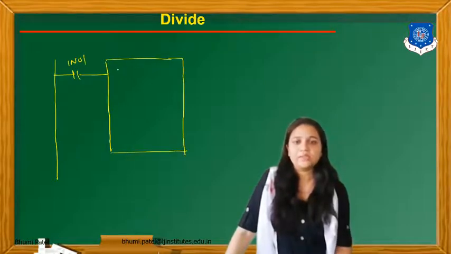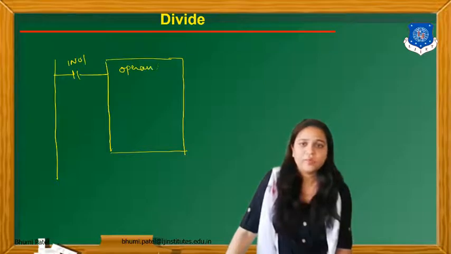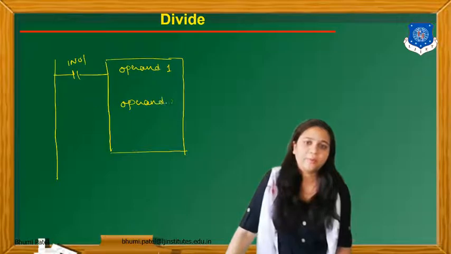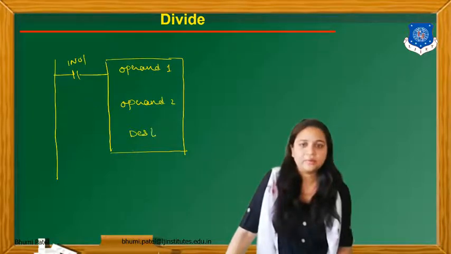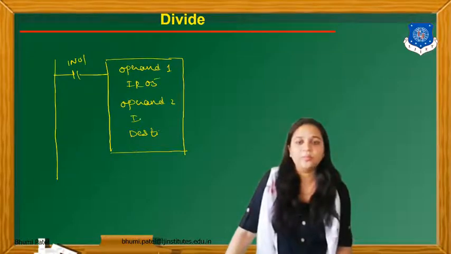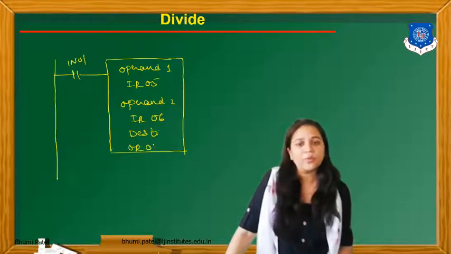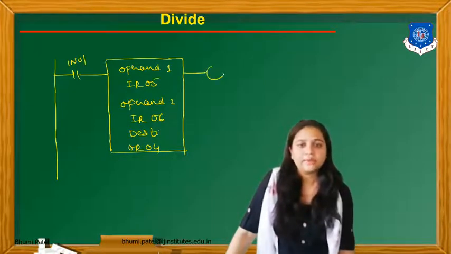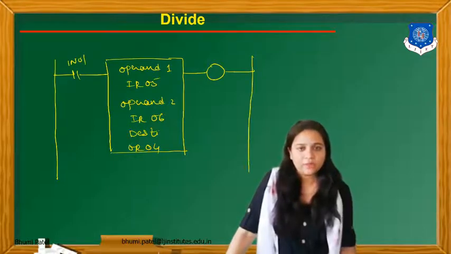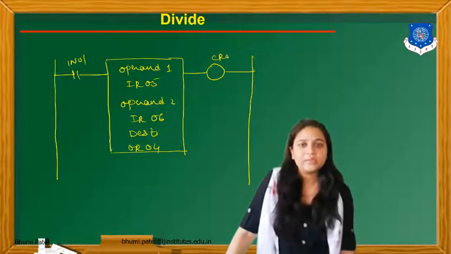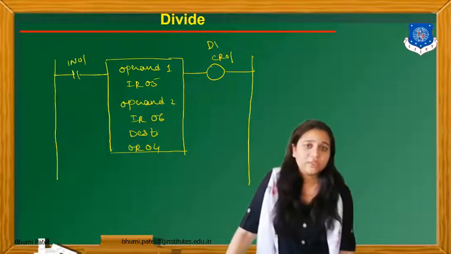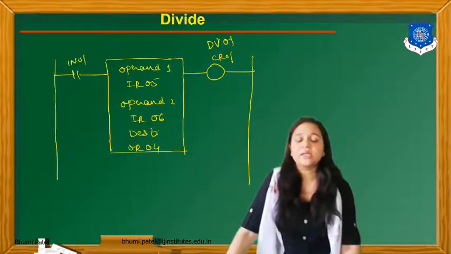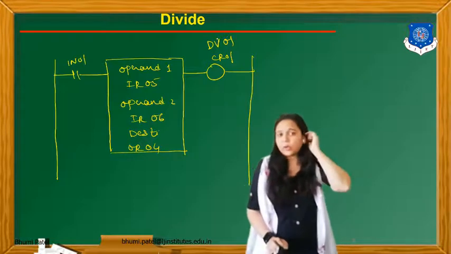Okay, then next in the block we have to take operand 1, operand 2 and then destination. The address of operand 1 is, suppose, IR01, the input register, then IR06, and we can take the output OR04. This is my output for the division, and the coil name is CR01. What is the command for the division? It is DIV01. Okay, so the number is not important.